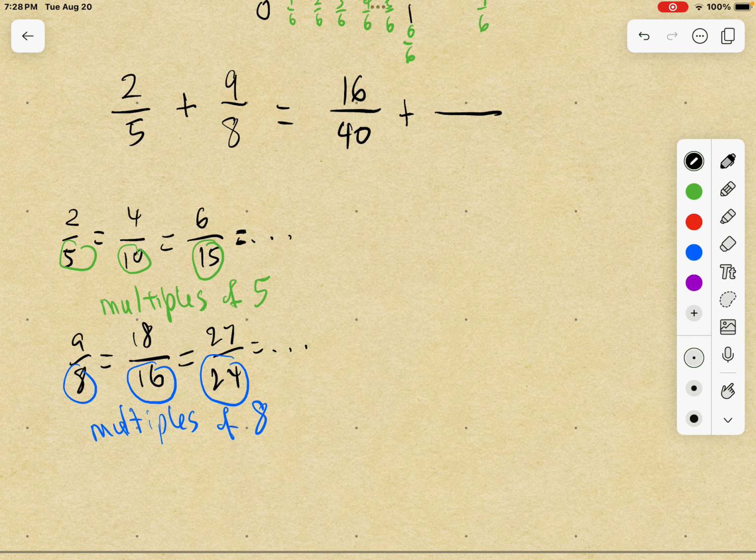And 9 over 8 is what over 40? Let's see. 8 times 5 is 40, yes. 9 times 5. No, 9 times 5 is 45. Okay, sorry, 45. And now what do I get? 61, right? 61 over 40 is my answer.